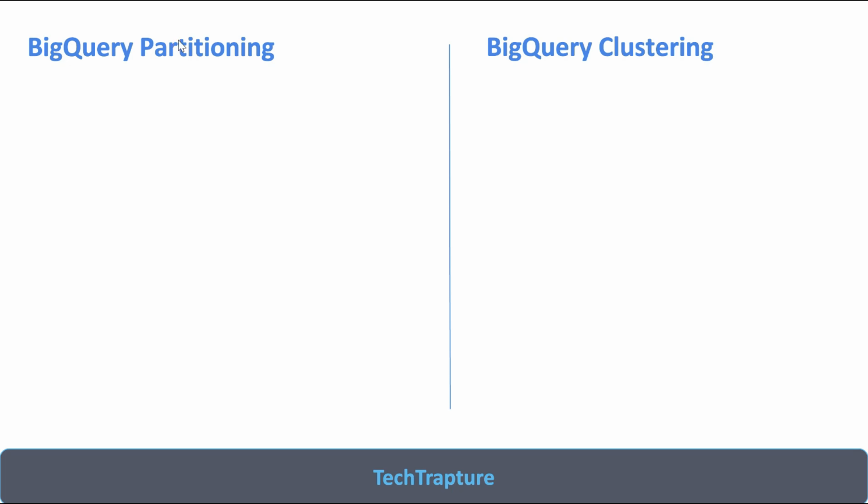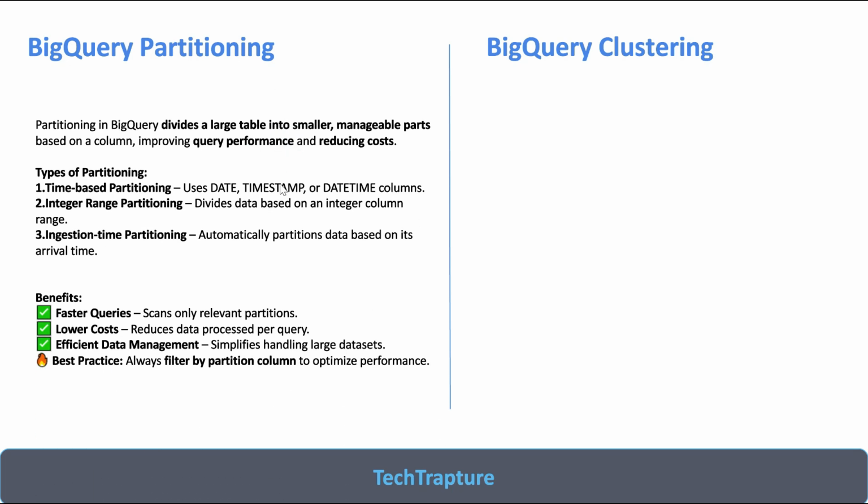So first we will see what is partitioning. Partitioning is nothing but dividing a large table into small manageable parts based on a column. It is used to improve the query performance and to reduce the cost. Let me just get the pen here. So what is partitioning? This is an important line here: partitioning is dividing the large table into smaller tables, which are manageable parts, based on the column.